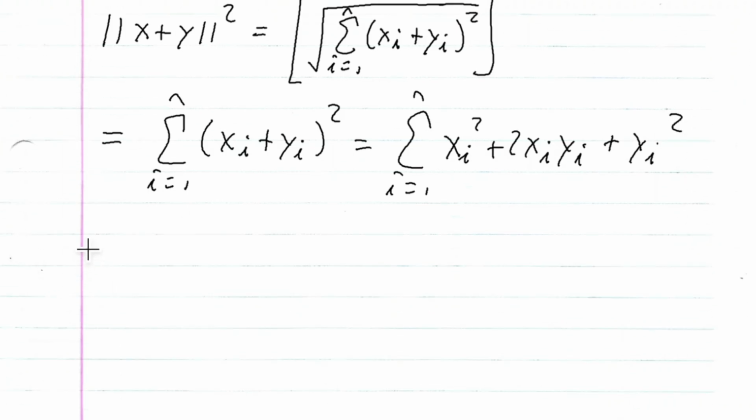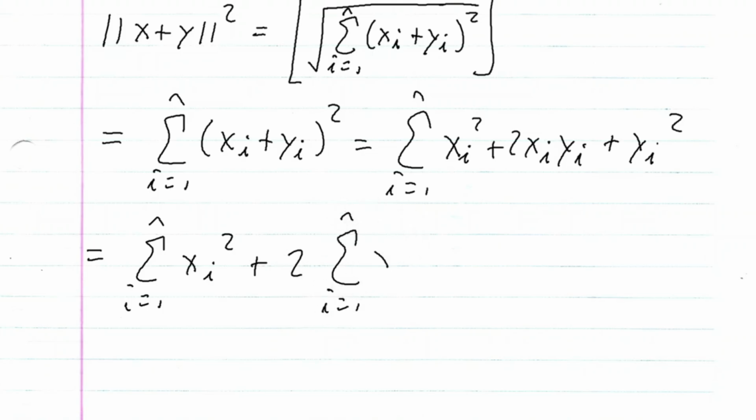And now I'm going to use my properties of finite sums. So this is equal to the sum from 1 to n of x sub i squared plus 2 times the sum from i equals 1 to n of x sub i y sub i plus the sum from i equals 1 to n of y sub i squared.